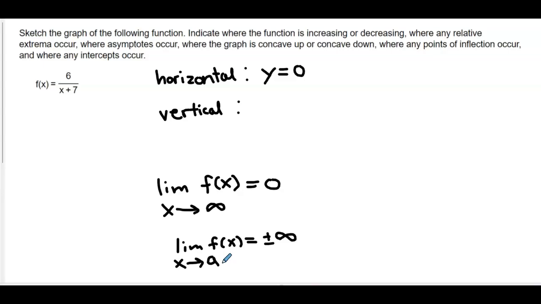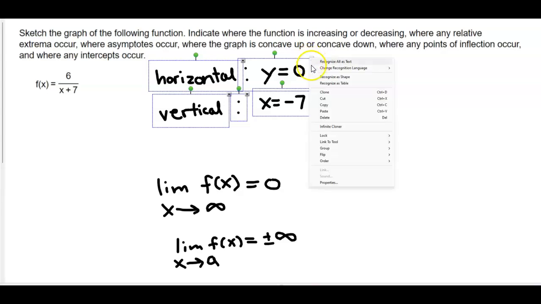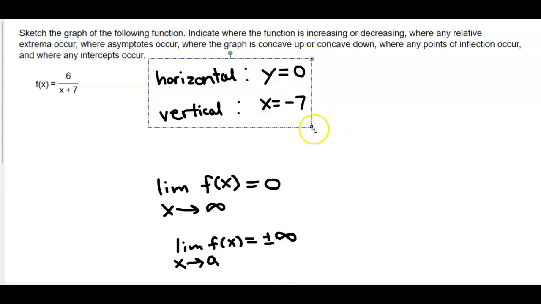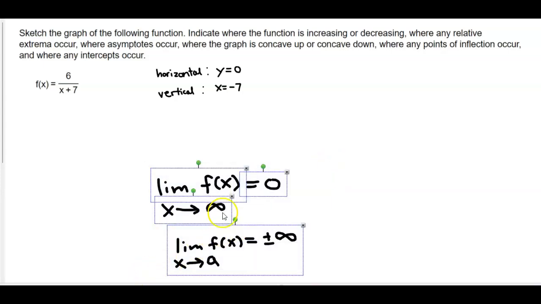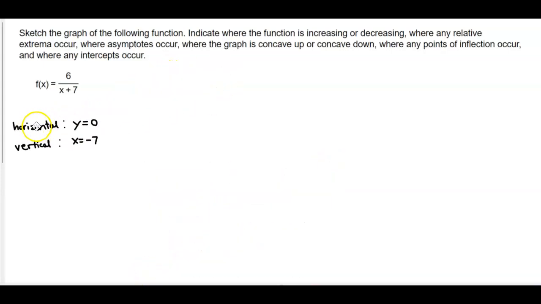So the easiest approach to finding a vertical asymptote is to just look for values of x that make the denominator 0. In this case, if x is negative 7, we've got a 6 divided by 0 situation, which corresponds to a vertical asymptote. So here's the two equations associated with the horizontal and vertical asymptote. All right, and I'll label this asymptotes.